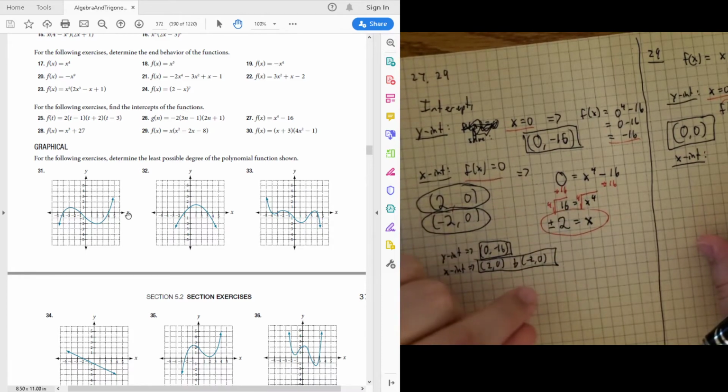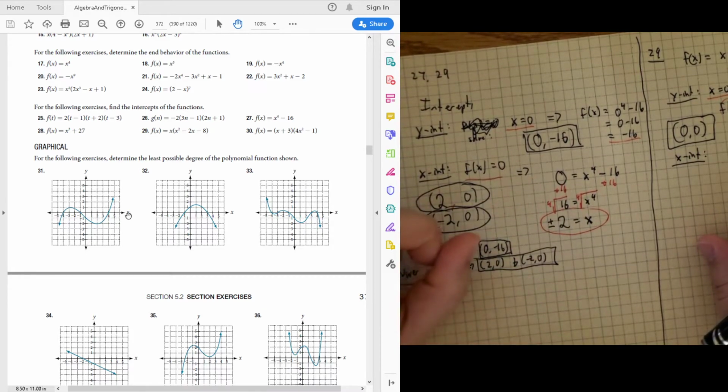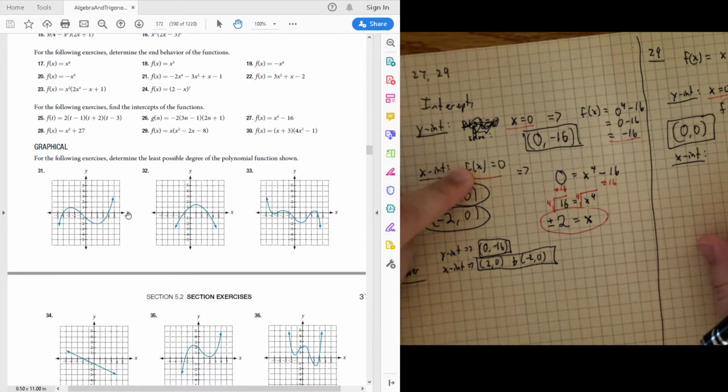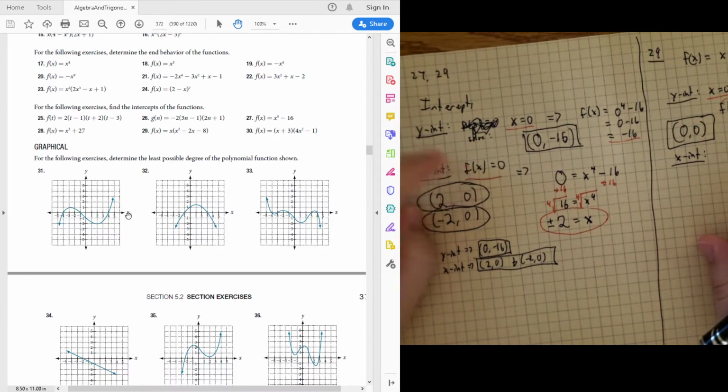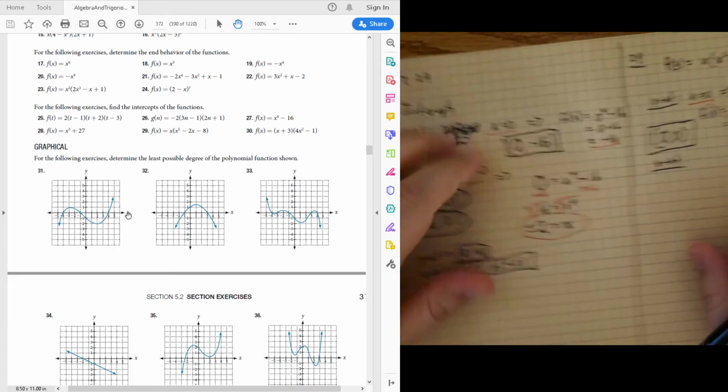Well, the steps on 29 are going to be different with the exception that we are going to let f of x equals 0. That's going to be constant because that's how we find the x-intercept. We want f of x equal to 0. We're going to let f of x be 0, plug that in, and then solve by any means necessary. So let's look at 29.